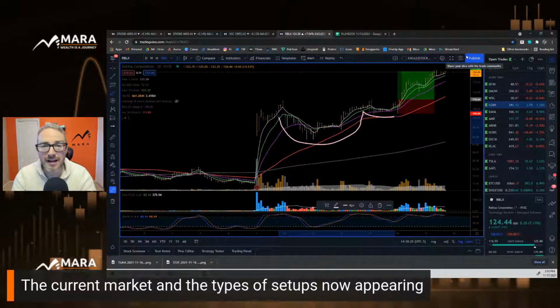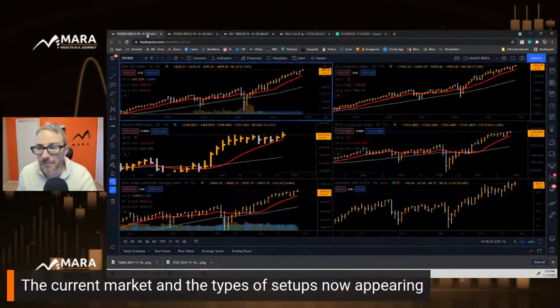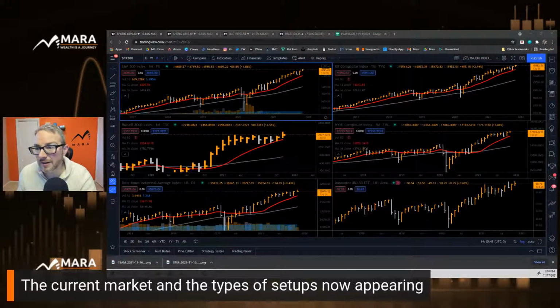It's an add-on buy. It's an add-on buy in leaders. That's kind of the market environment that we're in, right? So it's a matter of figuring out what type of environment we are in. Getting a little bit ahead of myself here.